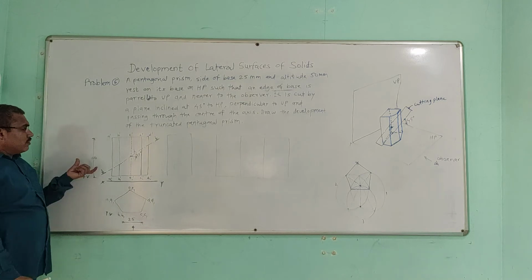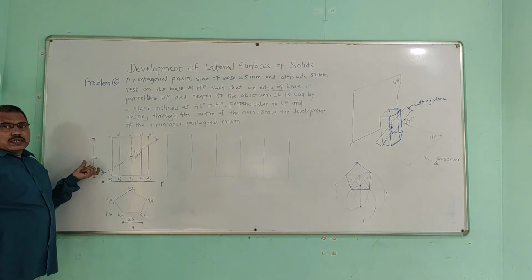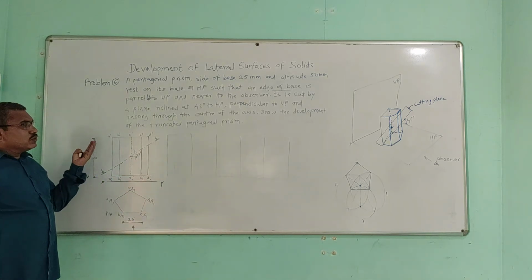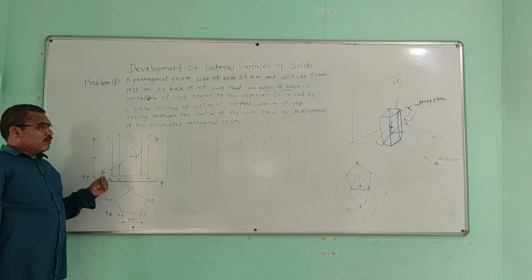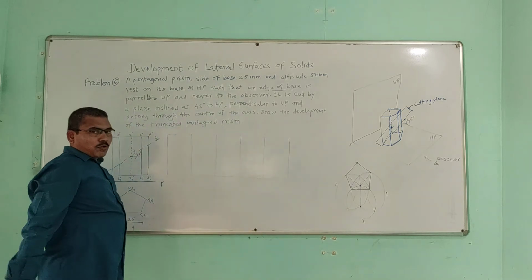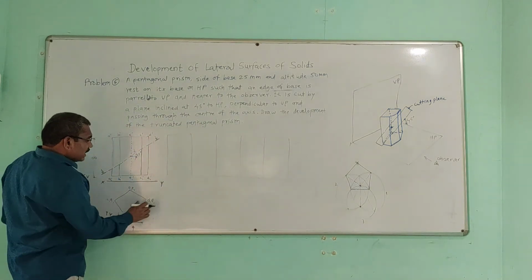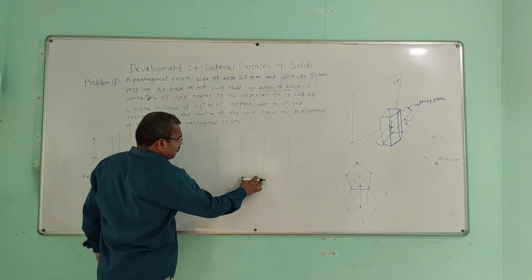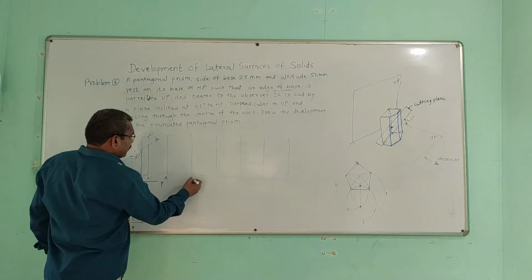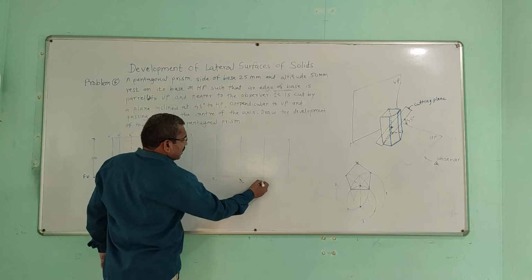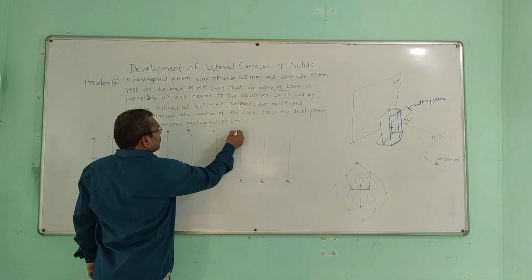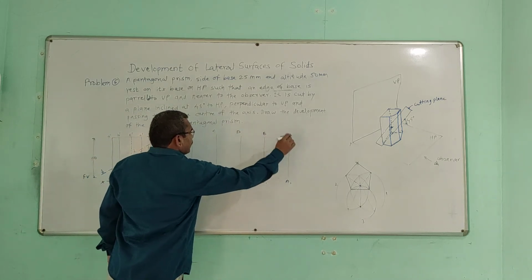Now you have to draw the development of this cut or truncated pentagonal prism. This is the development of lateral surfaces of the prism, so you have to use the first method, parallel line development. Let us draw two parallel lines from the top base and the bottom base. Then you take this side as 25: first 25, second 25, third, fourth and fifth. These are the sides. Name them as A1, B1, C1, D1, E1 and A1. Similarly A, B, C, D, E and A.